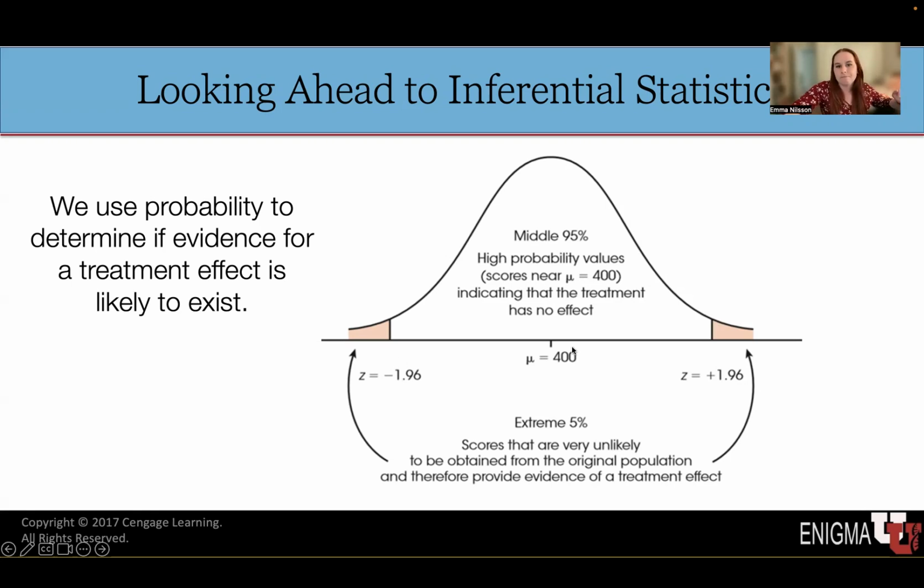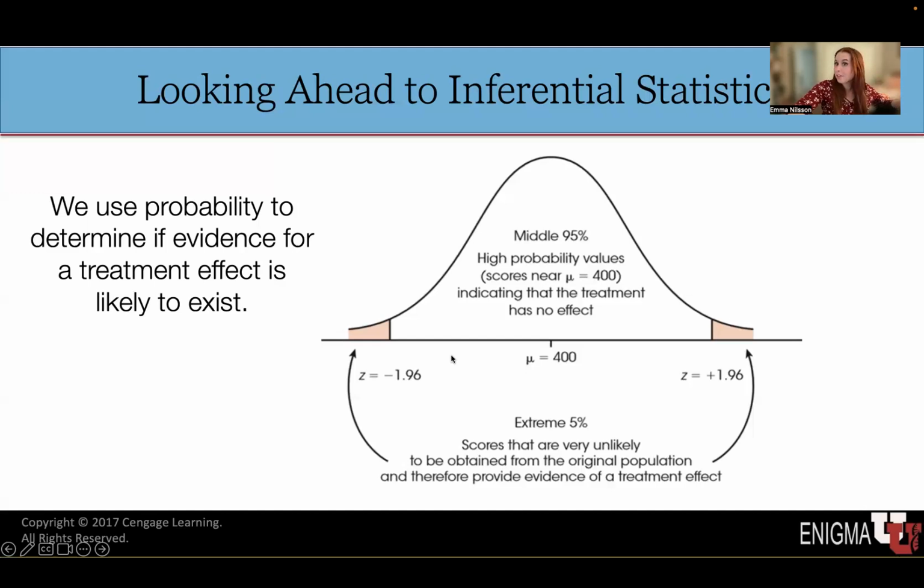And that's what we use the unit normal table for, to figure out what these z values specifically are. But 95% of our values are called the high probability values that are going to be close to the mean, within about some standard deviations of it.